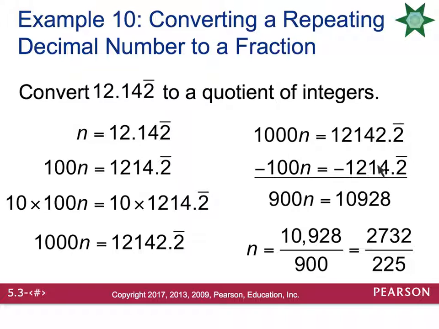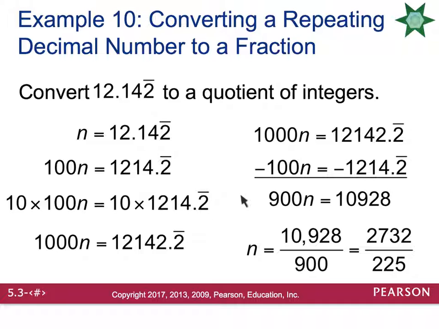So if we take 1,000n minus 100n, these cancel out, so we don't have the decimal anymore. And then we just do the subtraction of the integer part, and that gives us 10,928. And when we take 1,000n minus 100n, we get 900n. And then we can write our fraction just dividing both sides by 900, as n equals 10,928 over 900. And if we reduce it, it would be 2,732 over 225. So that's sort of the trick to this.